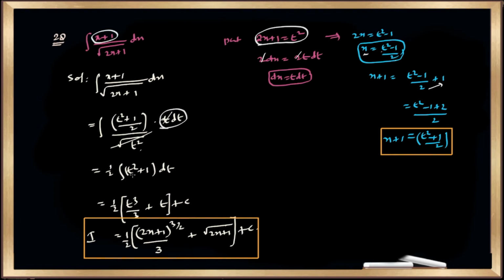So what about the integration of t square? That is t cube by 3, and the integration of 1 with respect to t is t. So 1 by 2 times this. What about the value of t? t square is 2x plus 1, so t is root over 2x plus 1. Root means power 1 by 2, so t cube is power 3 by 2. Okay, this is our answer.